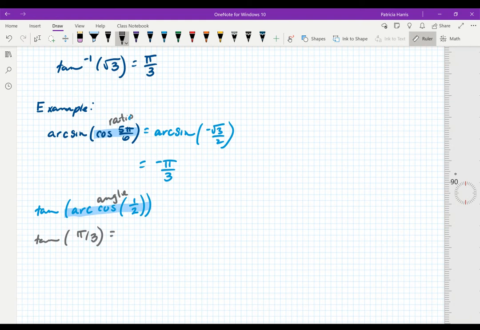So tangent of pi over 3, well, we got to remember that tangent is sine over cosine. So that's going to be radical 3/2 all over 1/2. So that's going to be radical 3. Okay?